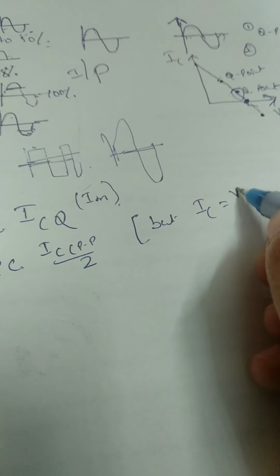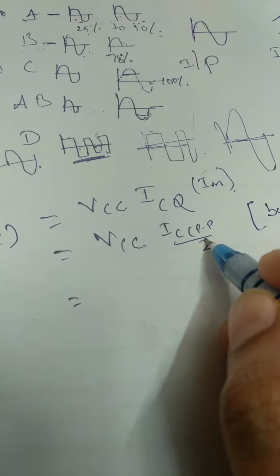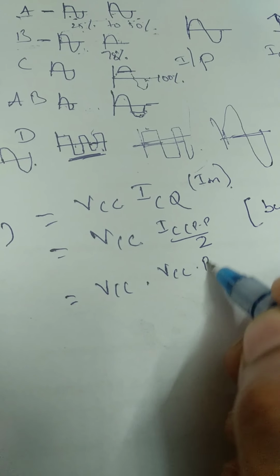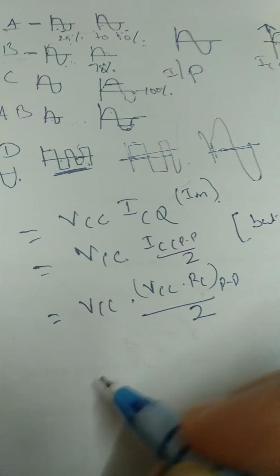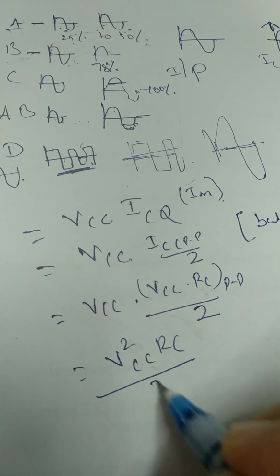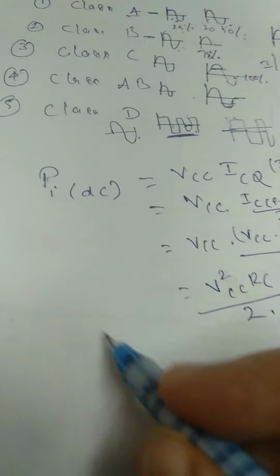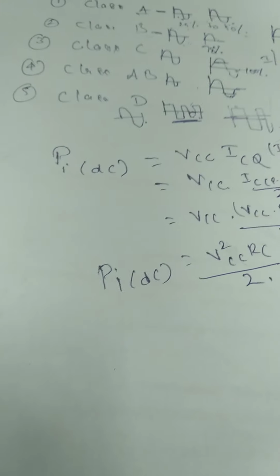IC is equal to VCC into RC. So I can write VCC into RC peak to peak divided by 2. That I can write as V square CC RC divided by 2. So this is our DC input power. Okay, so what we have applied.